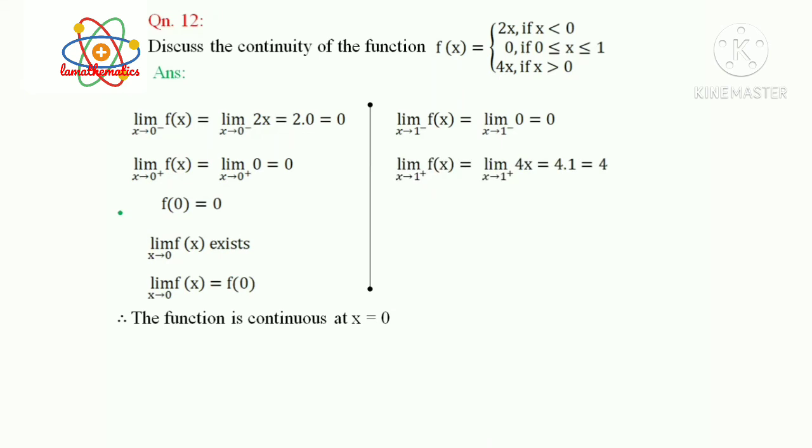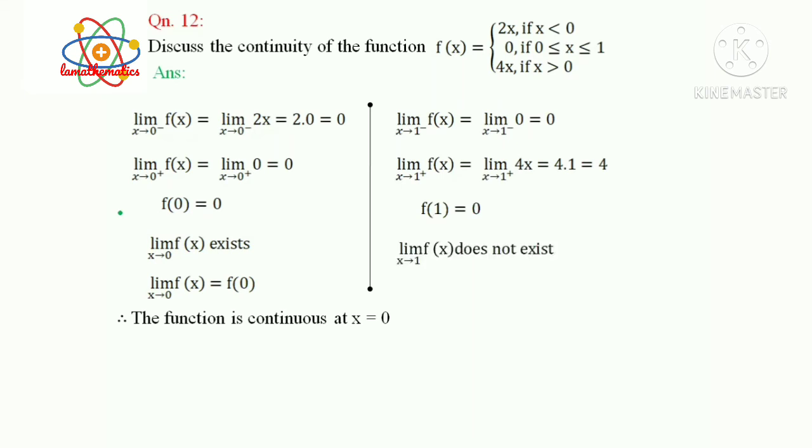Limit x tends to 1 plus f of x equal to limit x tends to 1 plus 4x equal to 4 into 1 equal to 4. Here also we substitute value of f of x for x greater than 1, that is 4x. f of 1 equal to 0.